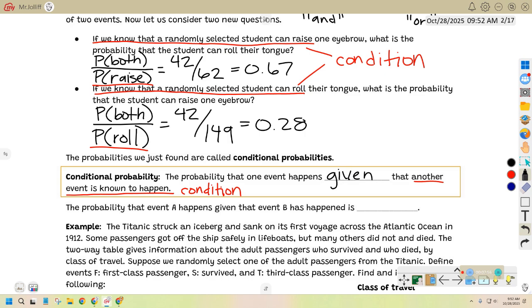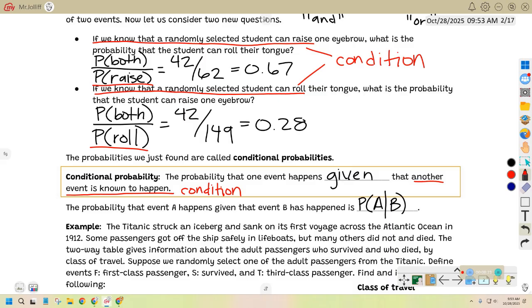So we write this: if we want the probability that A happens given that B has happened, we would write that as P(A|B). Notice that the slash is nice and vertical. We would read that as it's written: the probability of event A happening given that we know B has happened.